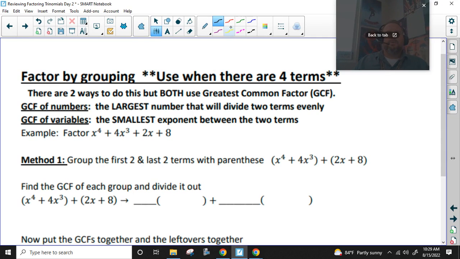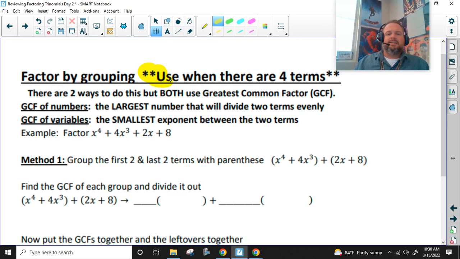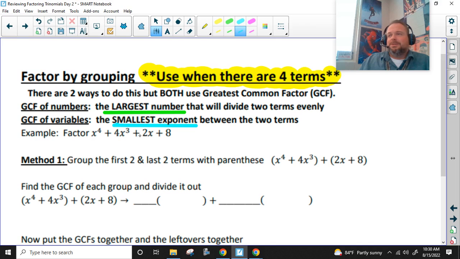All right. So, factor by grouping. When there are 4 terms, that's going to be a key role in stuff that we're going to do. Now, as a quick reminder, remember the GCF of numbers is the largest number that will divide into 2 terms evenly. And then this is what's confusing because math is backwards. The GCF of variables is actually the smallest exponent between the terms, because that's the only thing that you can take out of it.